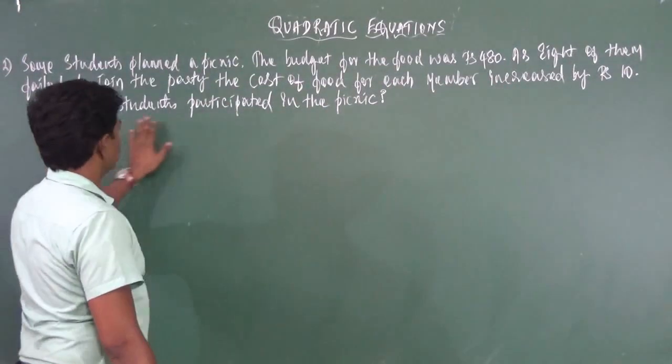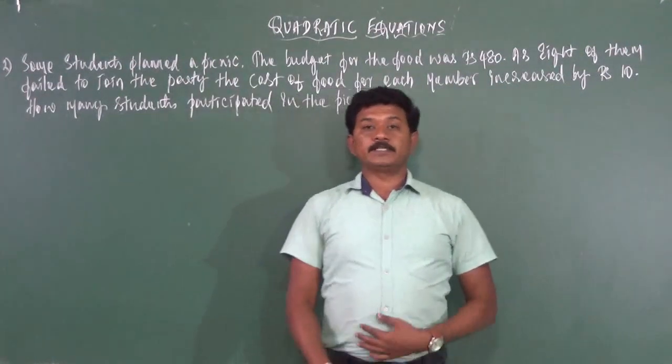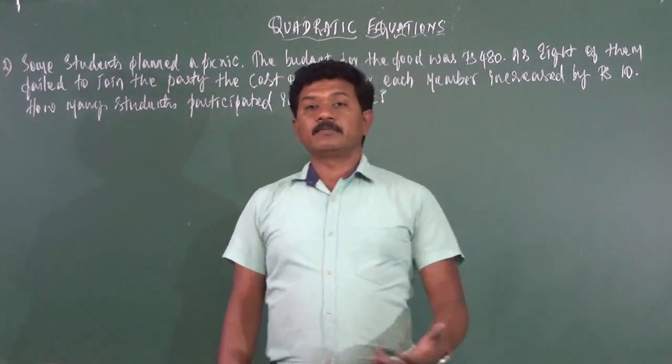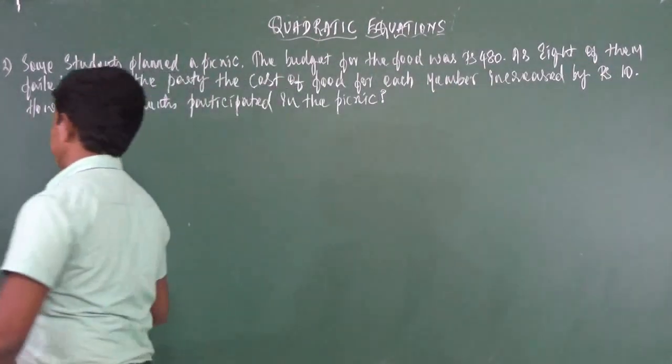So how many students participated in the picnic? We do not know how many students participated in the picnic. There is an unknown number. Therefore we are going to guess it. Let the number of students participated in the picnic be X. Right, we'll start the problem from here.